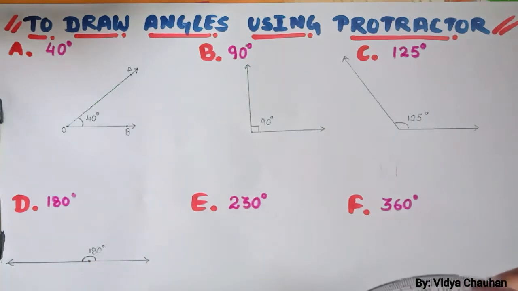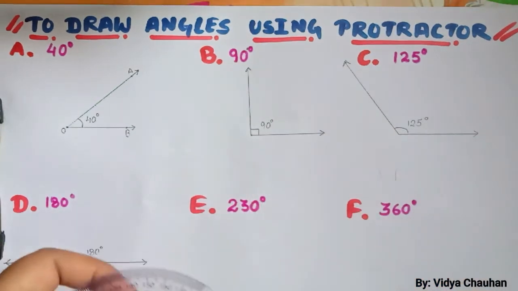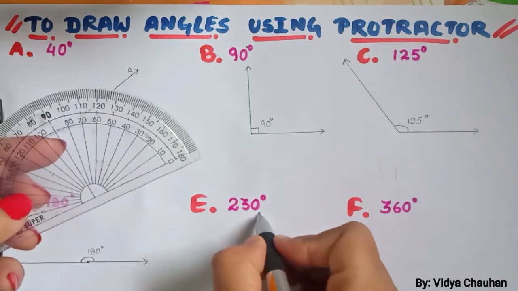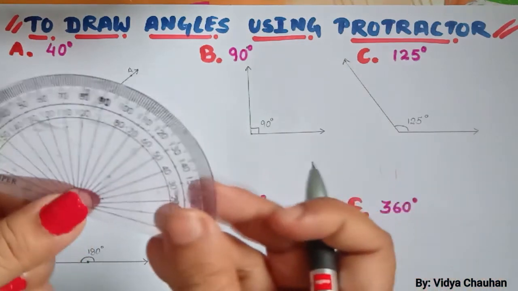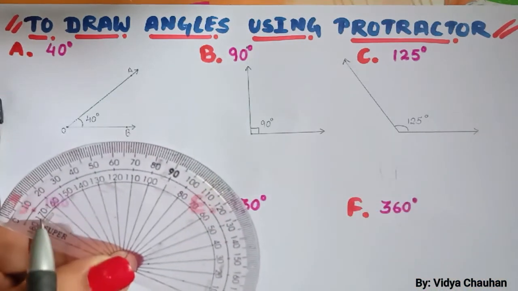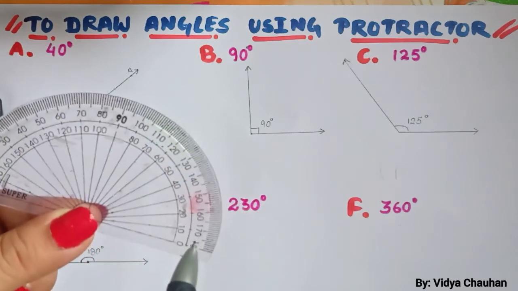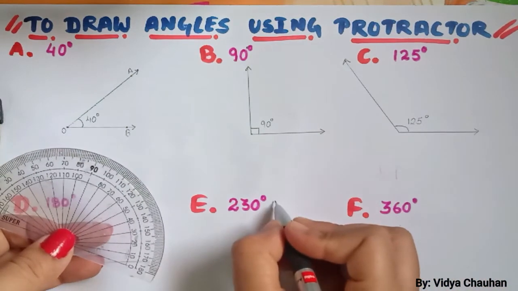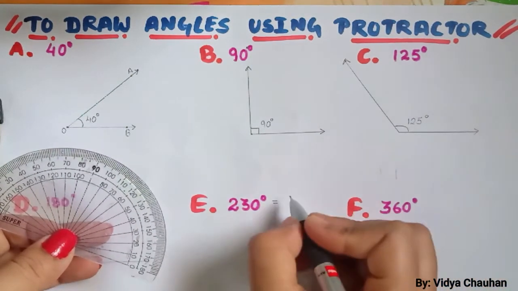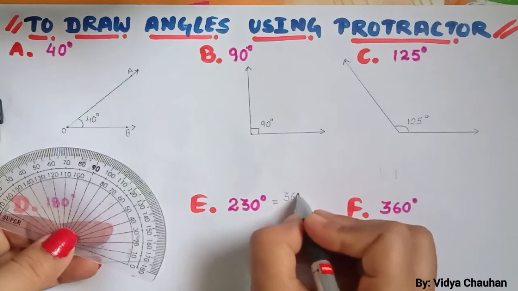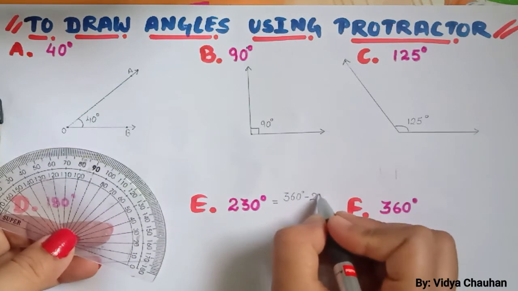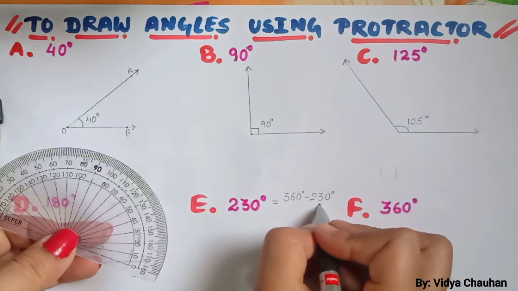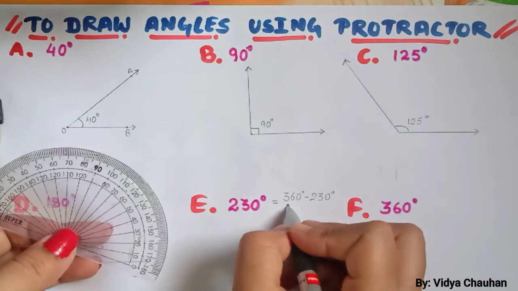Moving forward, for reflex angle, what you have to do, so to draw a reflex angle, just because you have to draw a 230 degree angle, and you can see on a protractor we only have 0 to 180 and 0 to 180. We do not have a column of 230 degrees. So how are you going to do that? For that there is a very simple method: subtract the reflex angle value from 360 degree, which is the complete angle. So always subtract the reflex angle from 360 degree.